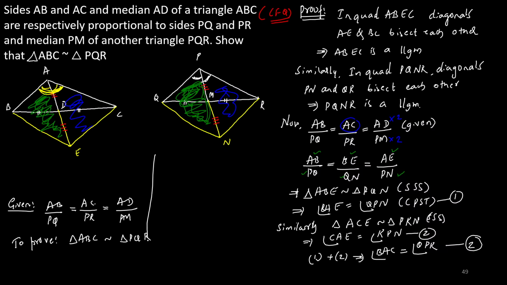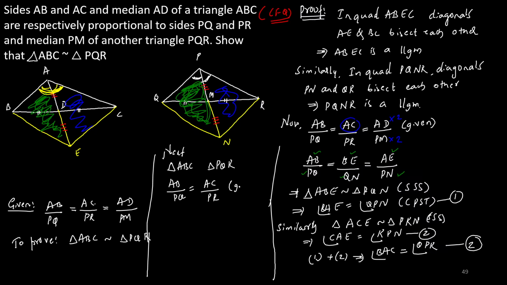Now what I do, pay attention. Next I will take the triangles ABC and triangle PQR. Now I will write AB by PQ is equal to AC by PR. This is given to you. Then I can say that angle BAC is equal to angle QPR from 2.